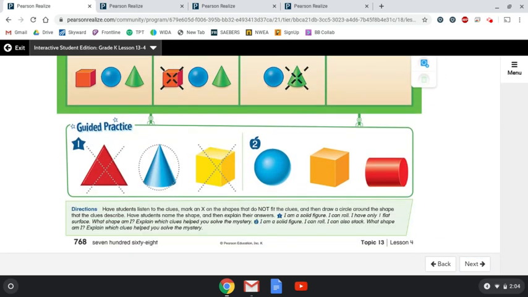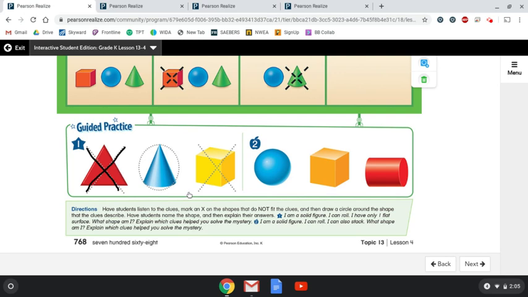All right, for number 1, the first clue is I am a solid figure. So a solid figure is another name for a 3D shape. So it cannot be this triangle. A triangle is a 2D shape. It's a flat shape. So it cannot be that one.